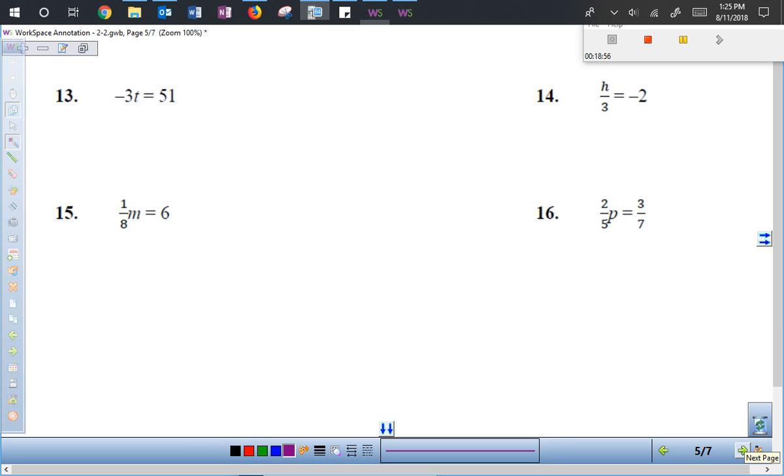On 13, we have negative 3t equals 51. Now some of you might be tempted to add 3 to each side, but be careful. It's not what's happening in front of the variable, or in front of the constant, it's what's happening in between them. Notice how they're right next to each other, so they're being multiplied. So we want to divide each side by that negative 3.